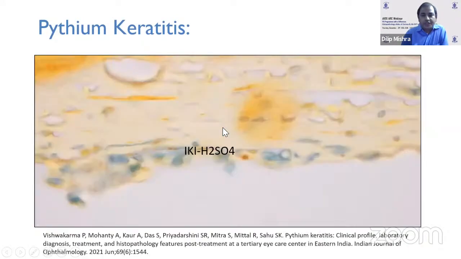And in difficult cases, I do IKI H2SO4, where in Pythium keratitis you see blue and green colored filament-like structures. So that confirms it is Pythium. I do this in difficult situations where I'm not able to diagnose on GMS. In that condition, I do IKI H2SO4.